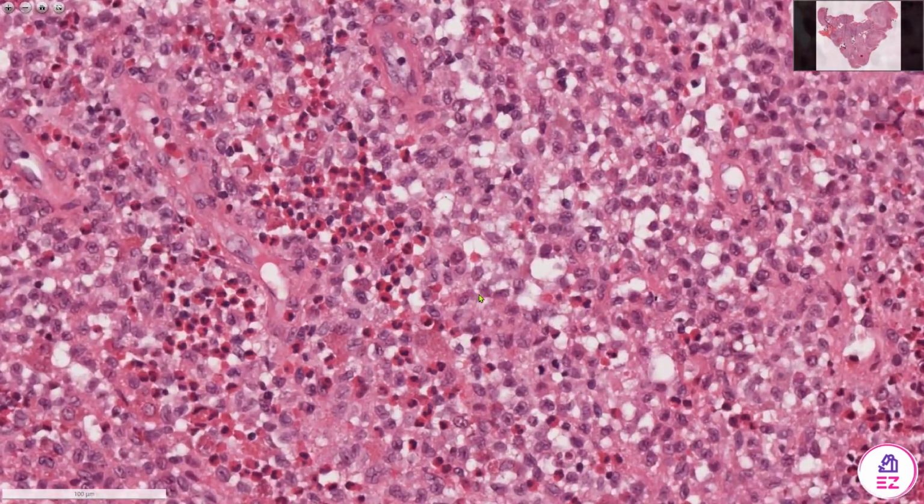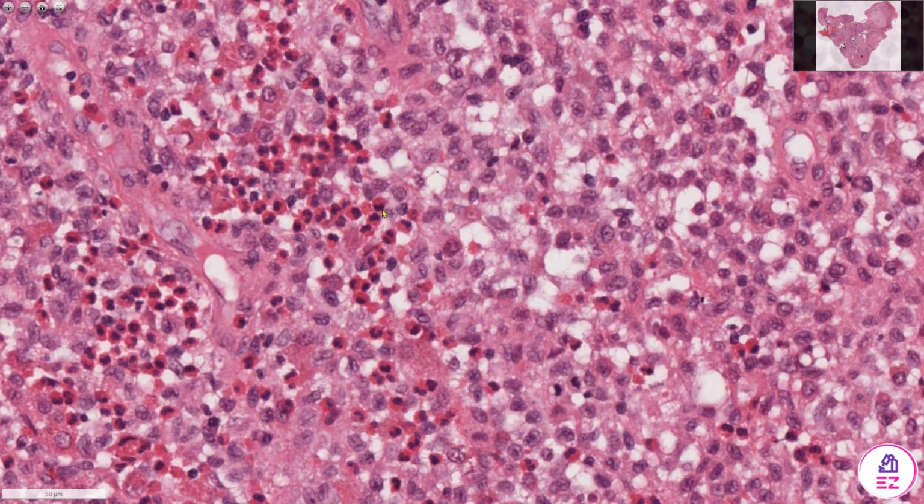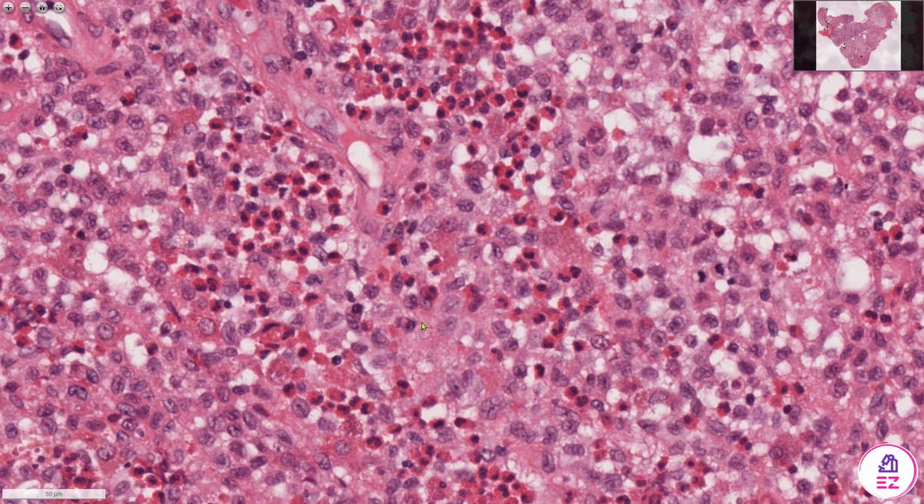So when I zoom in, the first thing I can spot are multiple eosinophils with their trilobed nucleus and red granular cytoplasm, and they're admixed with these pale cells. Okay, so these are the Langerhans cells, and they tend to have quite indistinct nucleoli and this pale eosinophilic cytoplasm.